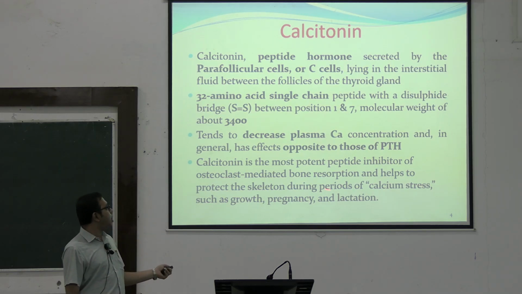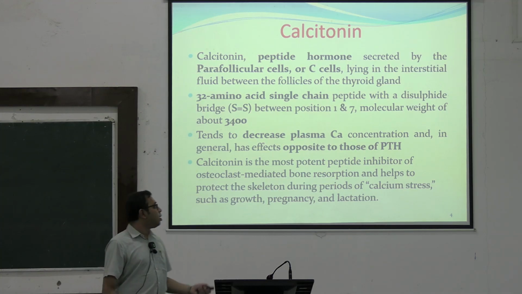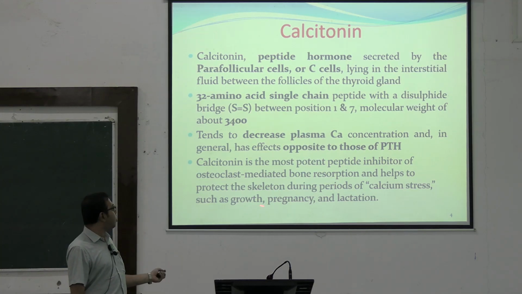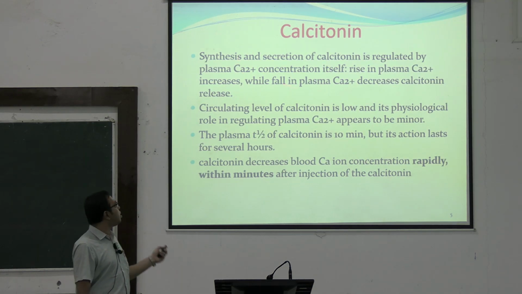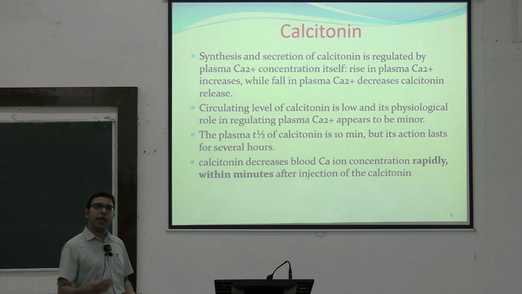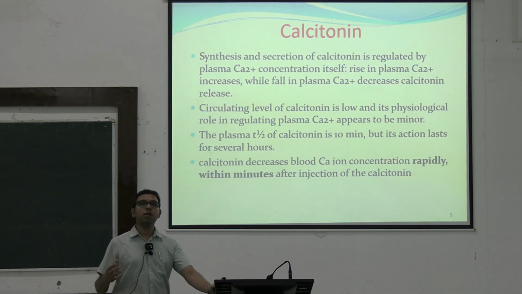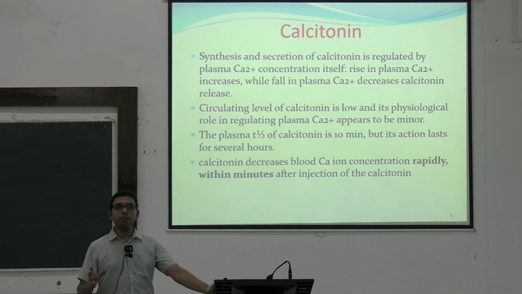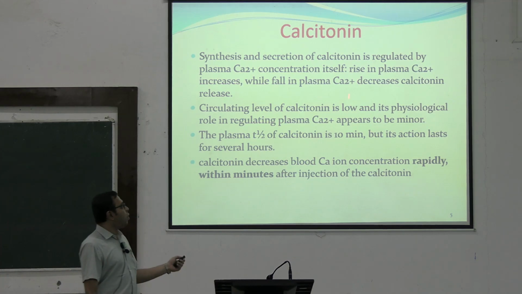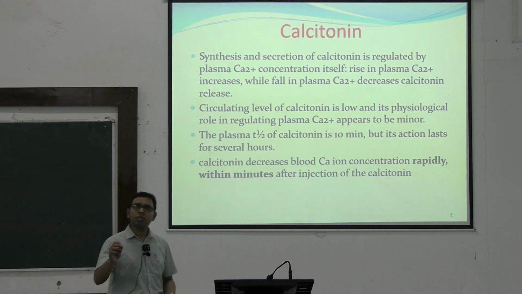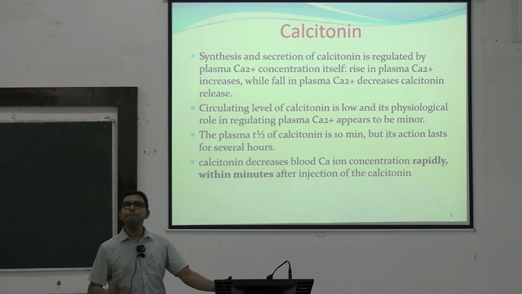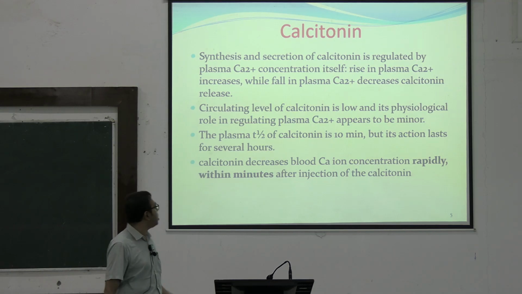Okay. So ultimately, when more calcium is present, it tends to decrease the plasma calcium concentration. So you can say synthesis and secretion of calcitonin is regulated by the plasma calcium concentration. When the plasma calcium becomes unbalanced, the calcitonin level changes. A rise in plasma calcium increases the calcitonin level, and a fall in plasma calcium decreases it. Just remember, the actions of calcitonin are opposite to the parathyroid hormone.